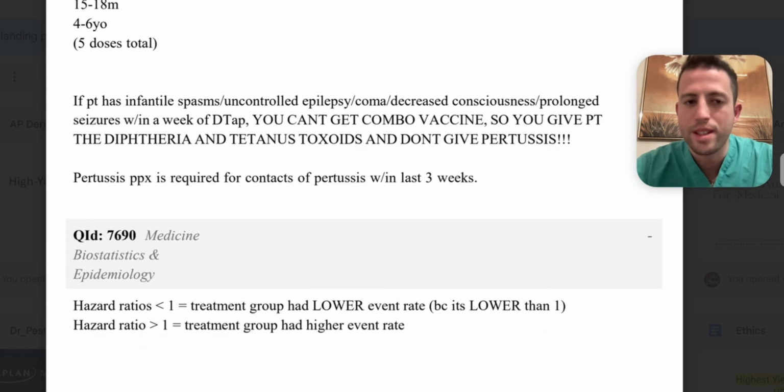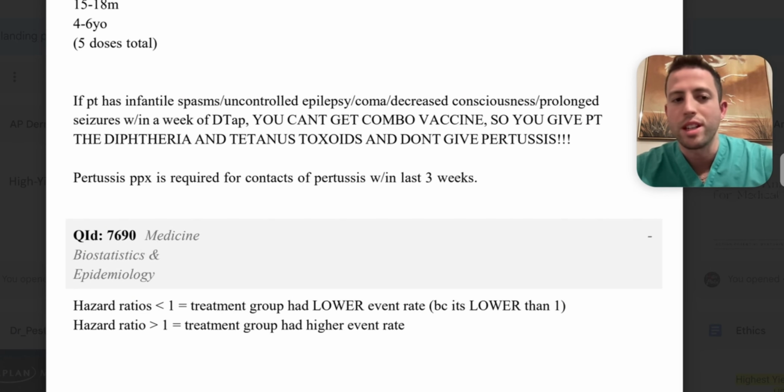If a patient has infantile spasms, uncontrolled epilepsy, coma, decreased consciousness, or prolonged seizures within a week of the DTaP, you can't give the combo vaccine, so you give the patient the diphtheria and tetanus toxoids, and you don't give the pertussis component. So, really important to remember that you would not give them the combo vaccine. You give them the diphtheria and tetanus toxoids without the pertussis. And so pertussis prophylaxis is required for contact with pertussis within the last 3 weeks. So if you're rounding in the hospital and you see a patient that has pertussis, you need to make sure that you get prophylaxis if you had contact within the last 3 weeks.